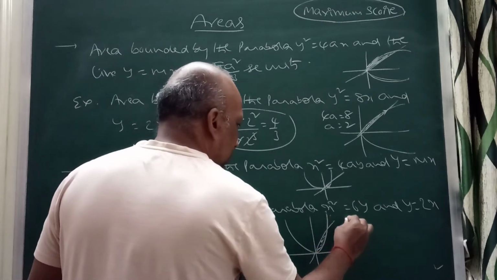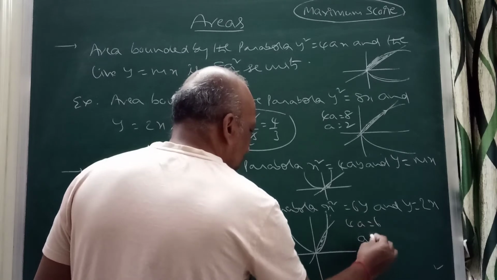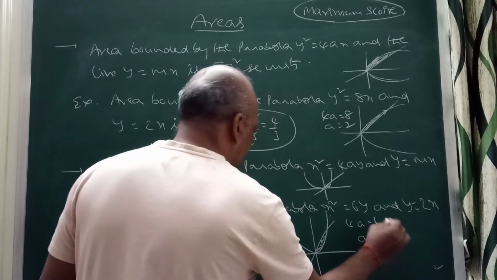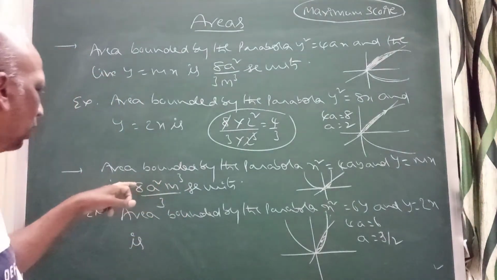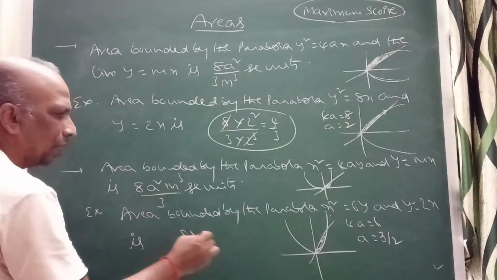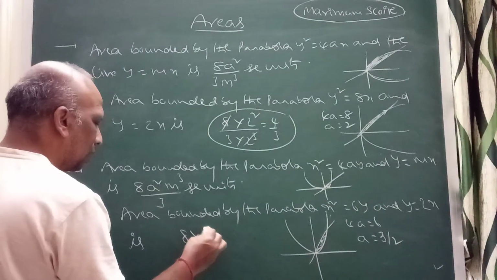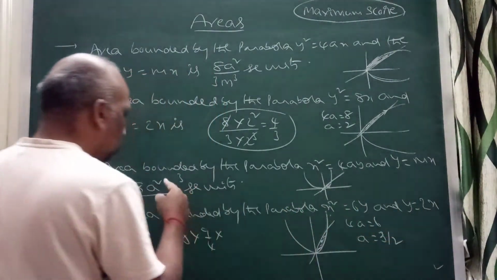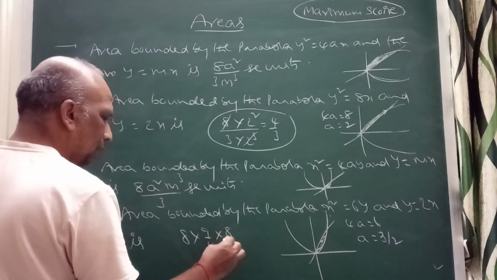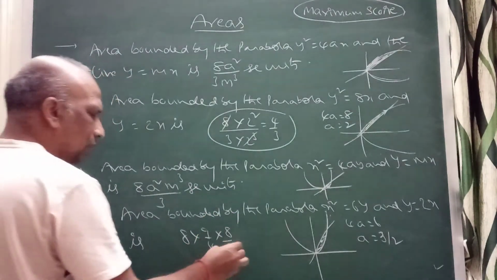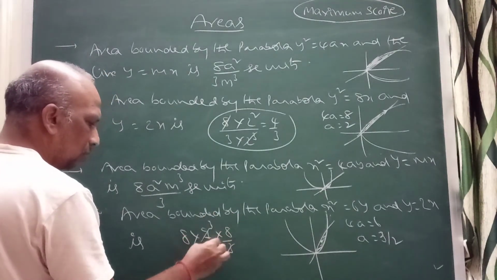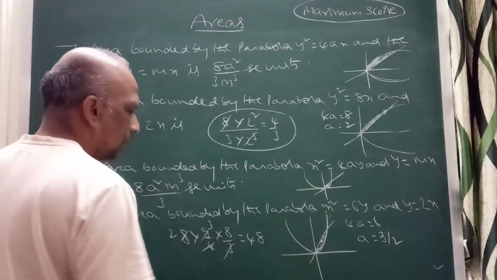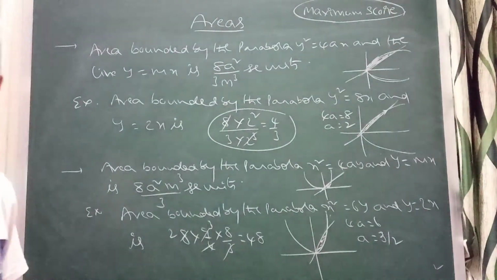So x square is 6y means 4a is equal to 6. So a is equal to 3 by 2. Formula you can see, this is the formula here: 8 into a square. A is equal to 3 by 2, you will get 9 by 4. M cube. Slope is 2, 2 cube is 8. It will come 8 by 3. You can see here 3 3s, 4 2s, 48 square units. Area is 48 square units.